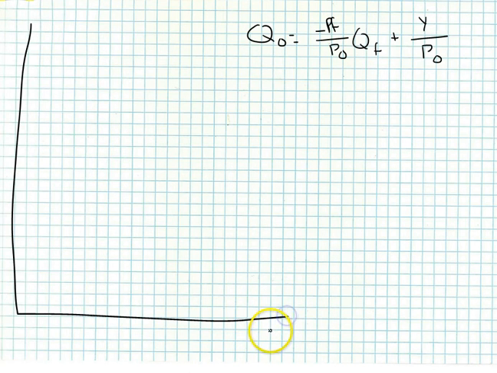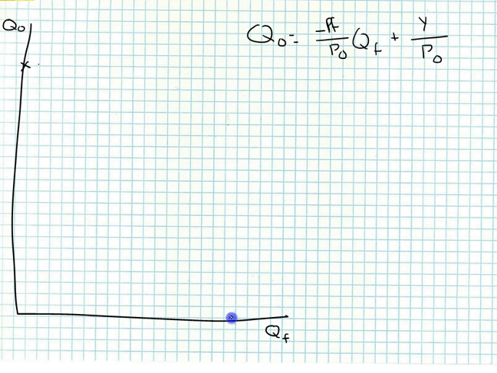And what we have is QO is equal to negative PF over PO QF plus Y over PO, or Y equals MX plus B. We're going to do this many times this semester. We'll put the quantity of food on the horizontal axis and the quantity of other goods on the vertical axis. How can we plot this? Well, the easiest thing to plot right here would be the y-intercept, Y over PO. And let's just say that's somewhere up there. Doesn't really matter now. Negative PF over PO is the slope of the line, QF is the quantity of food, and QO is the quantity of other goods.